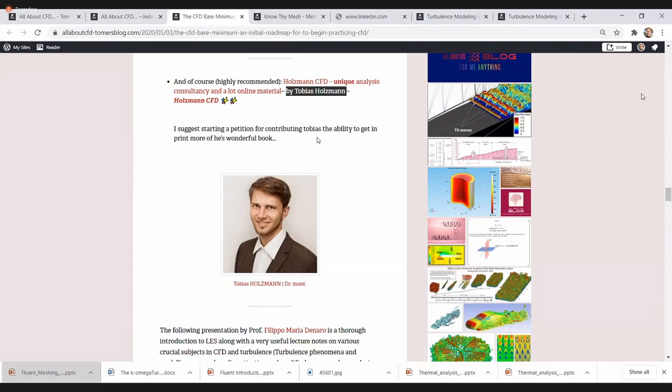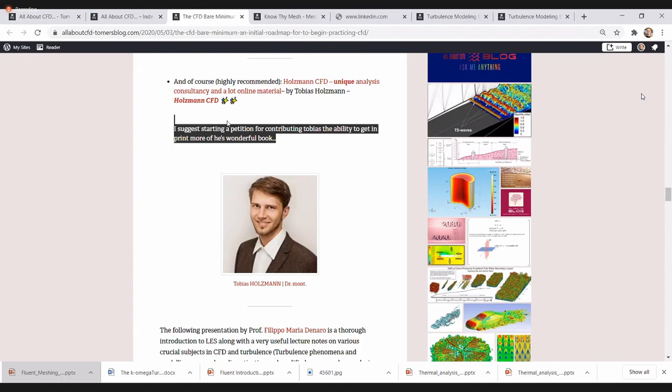To those of you who are interested in OpenFOAM, I don't even need to say: Tobias Holzmann just opened his new site, and even fixed his book with some turbulence mistakes he had.